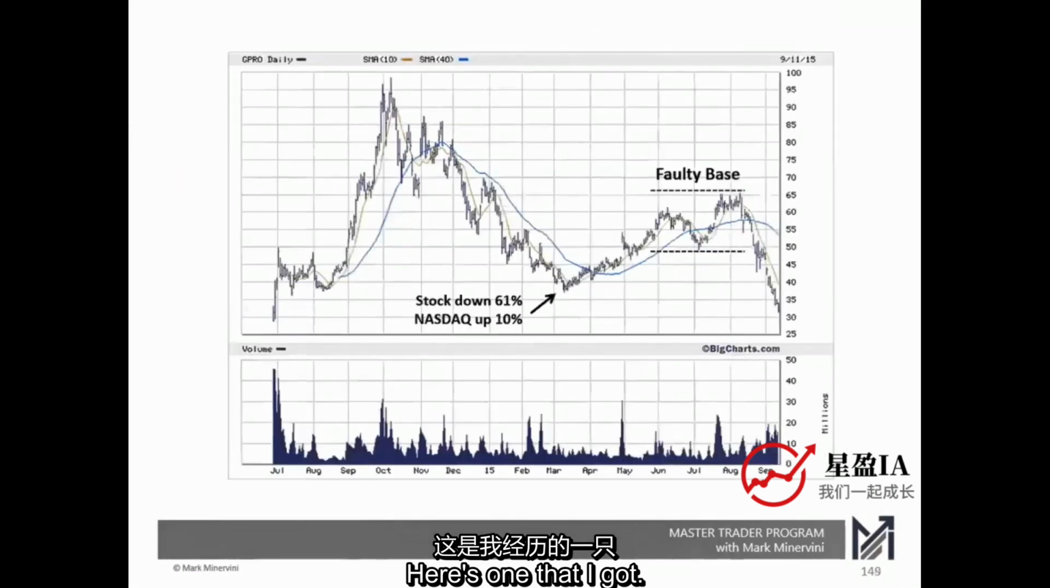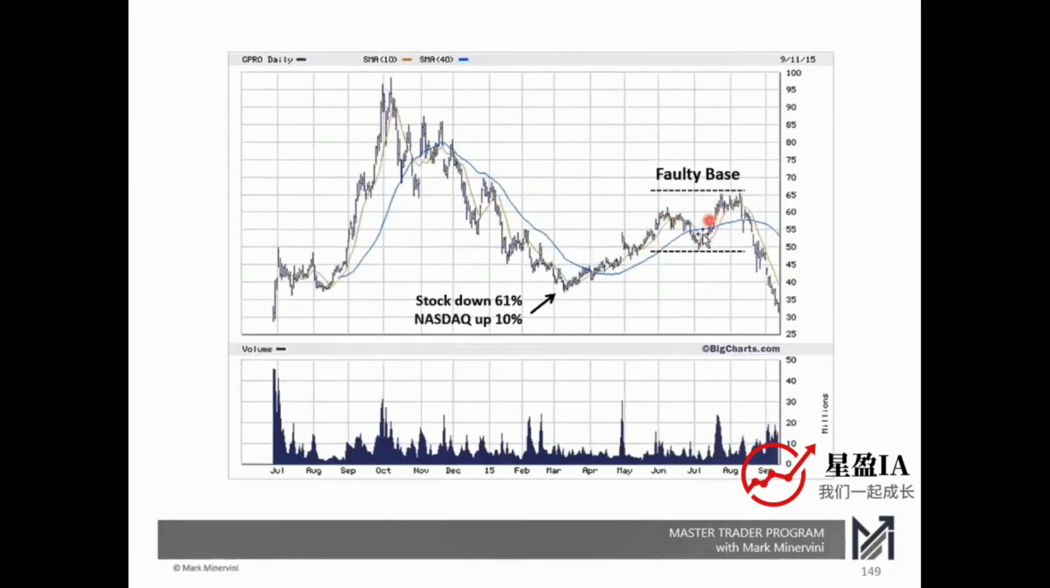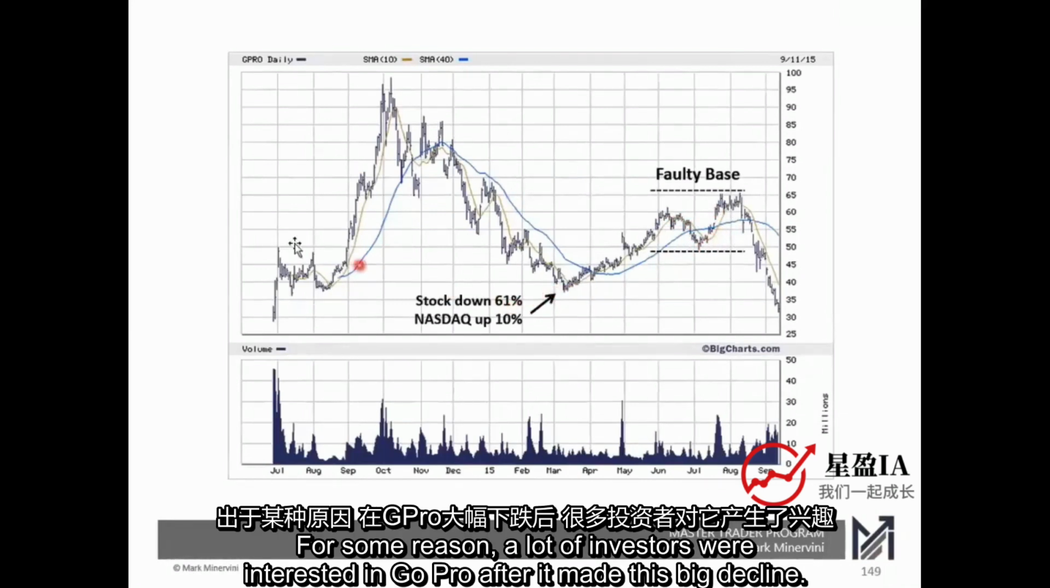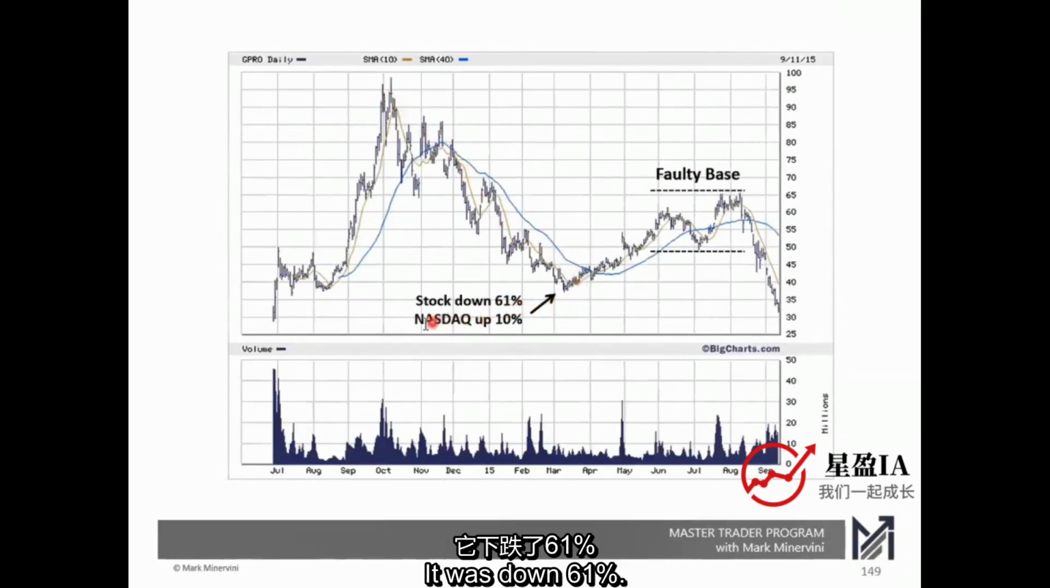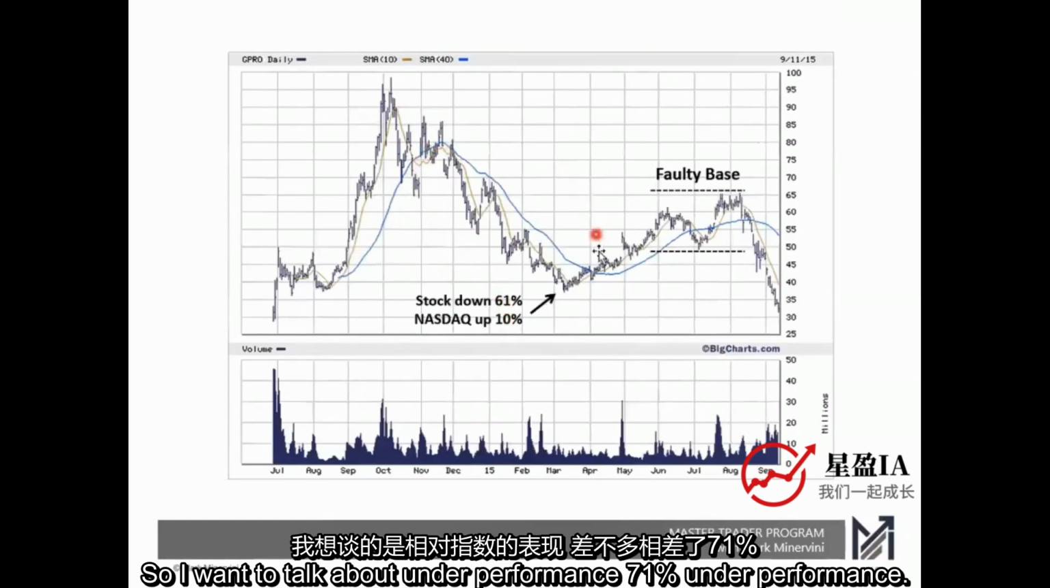and that's because it gets overwhelmed again by that supply. Here's one that I had so many people ask me about, this setup here on the right side, and I just kept poo-pooing it, and for some reason a lot of investors were interested in GoPro after it made this big decline. It was down 61% with the NASDAQ up only actually, the NASDAQ was up during that period. It wasn't even down. So when I talk about an underperformance, 71% underperformance.